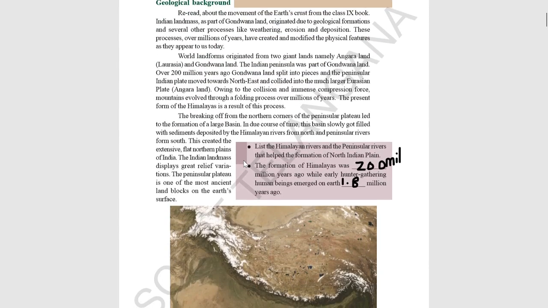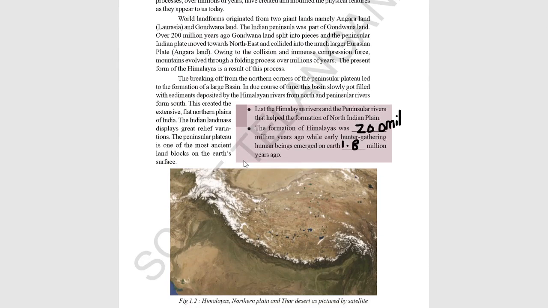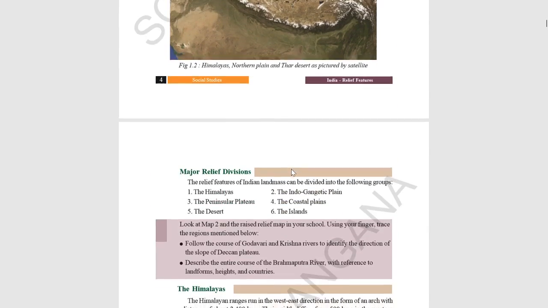Geological background. I will show you there. List the Himalayan rivers and peninsula rivers that help the formation of the northern Indian plain. The formation of the Himalayas was 200 million years ago, while early hunter-gatherer human beings emerged on Earth 1.8 million years ago.